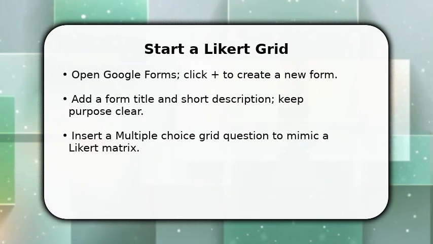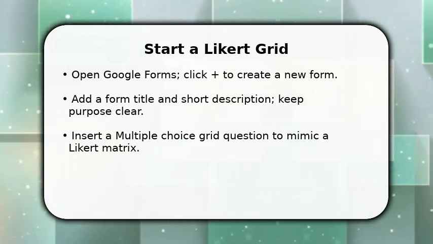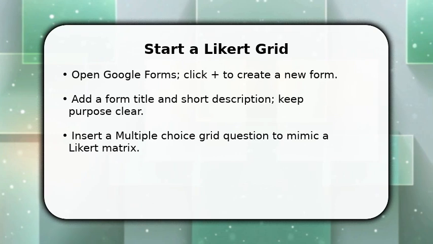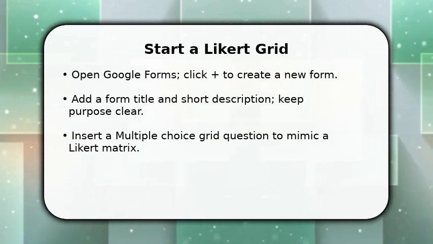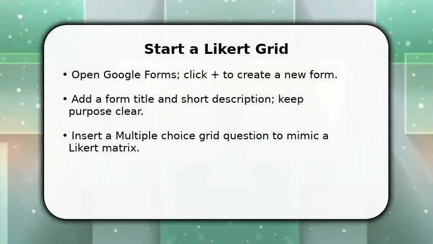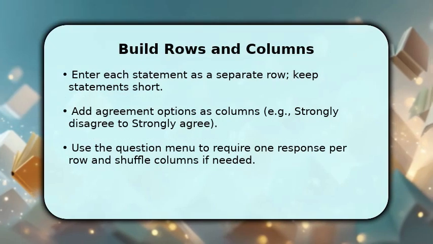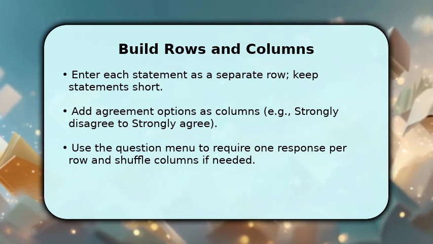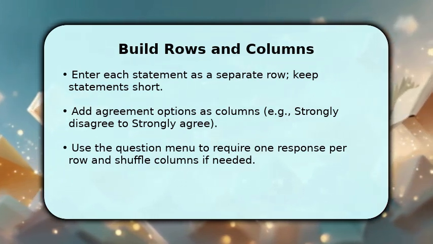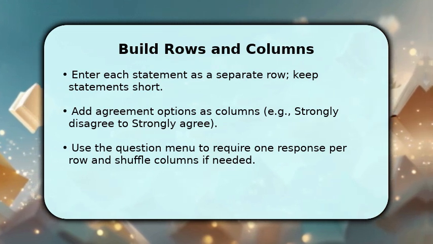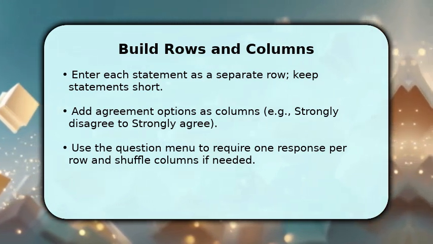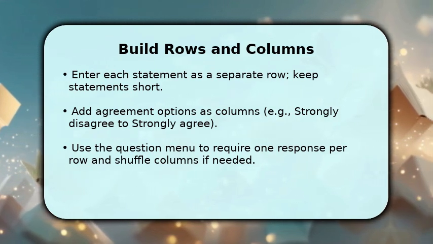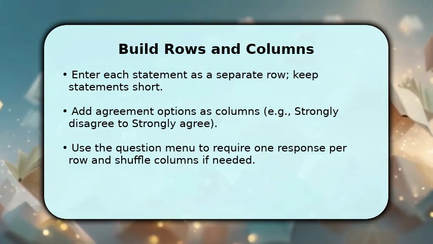Next, you'll add rows and columns and configure required responses to ensure complete data. Now you'll populate the grid. Type each survey statement on its own row, using clear, neutral wording to avoid bias. Then add columns for agreement scale. Common choices are strongly disagree, disagree, neutral, agree, strongly agree, so responses form a true Likert scale.